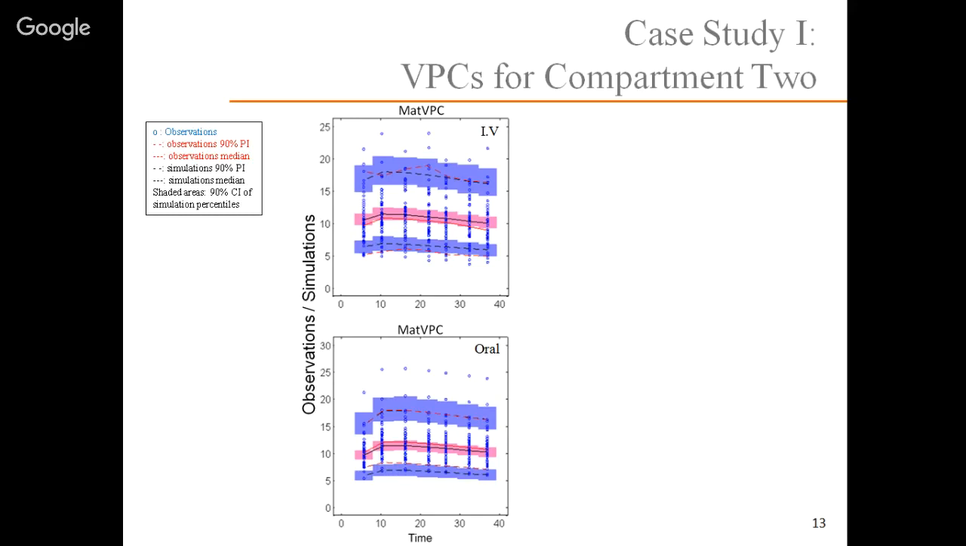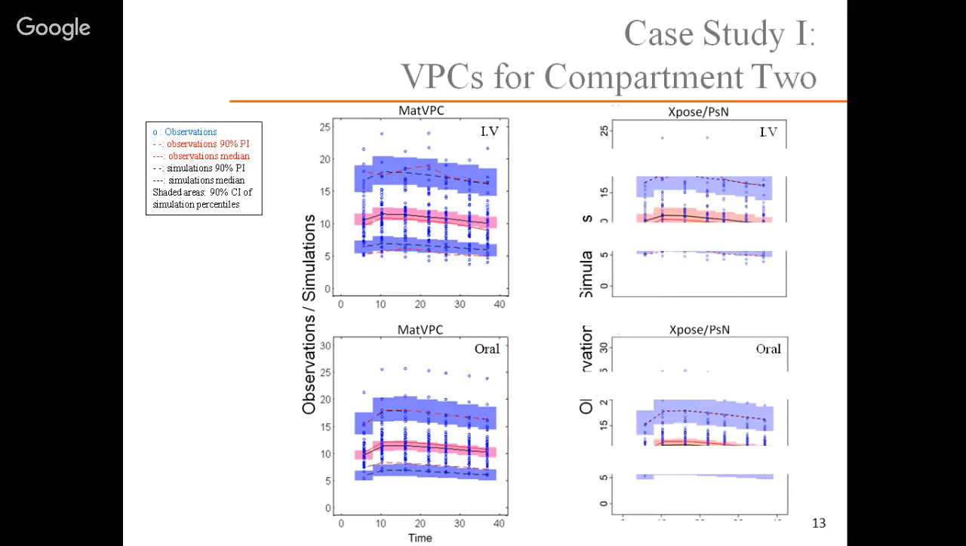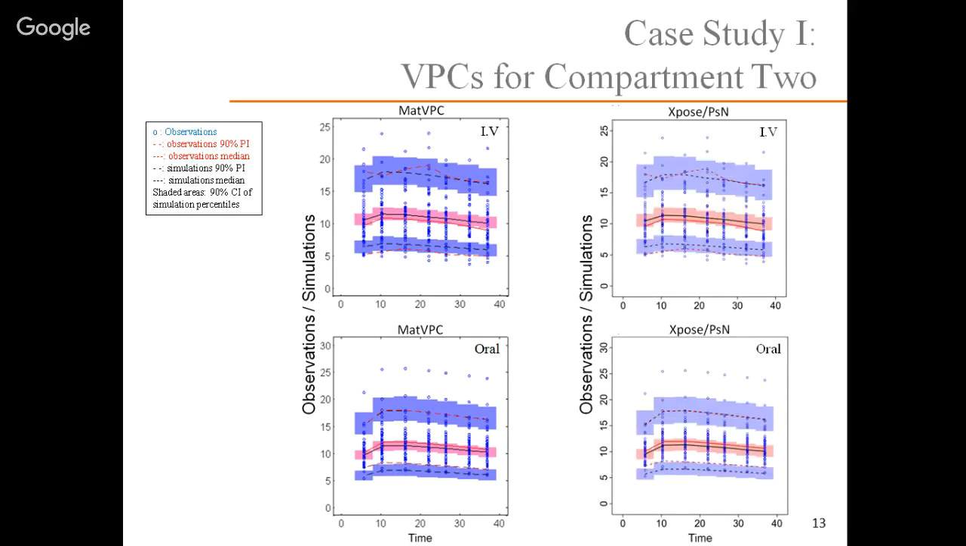So here, again, are the plots that were generated by MatVPC, and we did the same using PSN and Xpose. And what we observed here is that the two plots are identical. The plots from MatVPC and the plots from Xpose and PSN were identical. As we know, Xpose and PSN are considered the gold standards with NONMEM in our field, so we use these to have a type of evaluation.